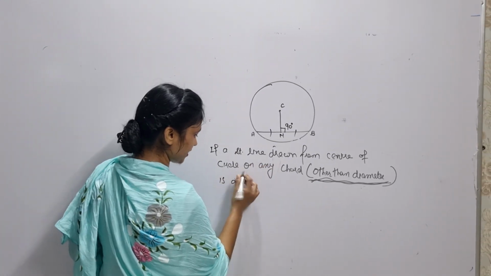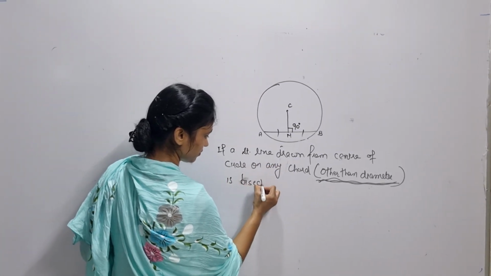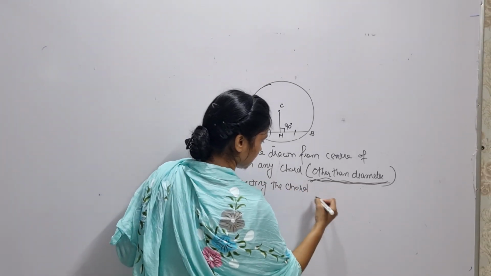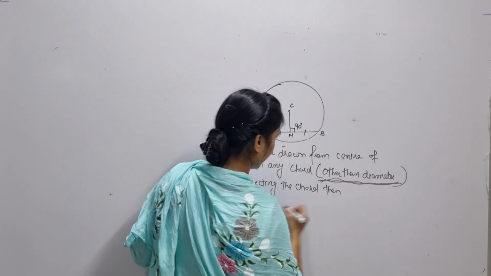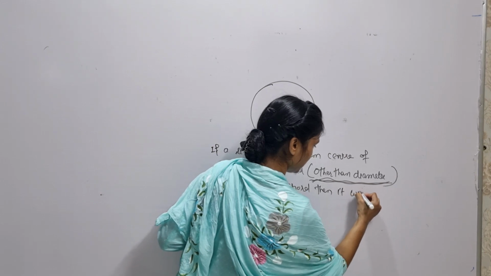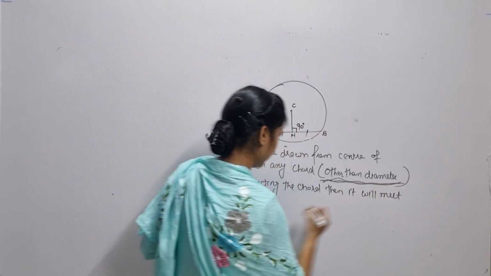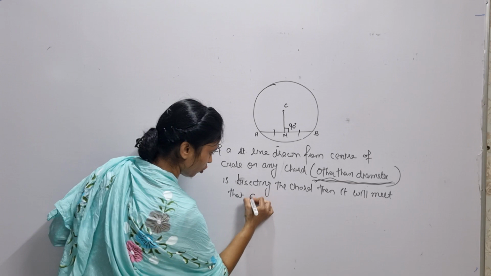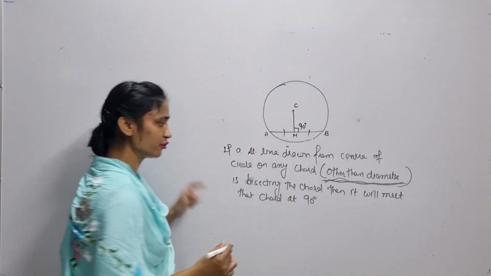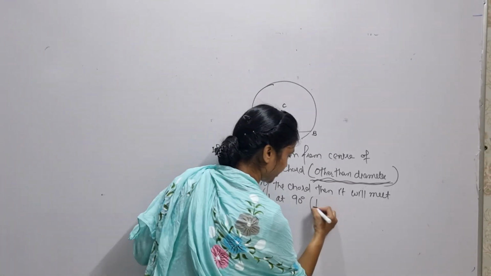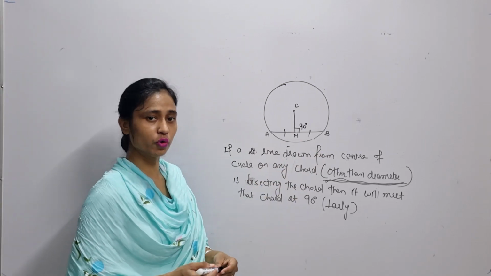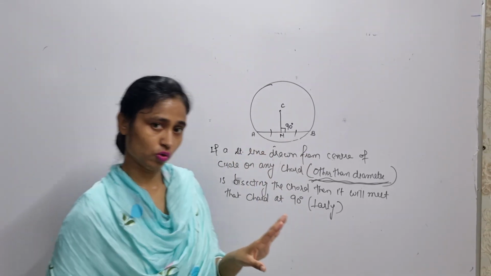is bisecting the chord, then this will imply that it will meet that chord at 90 degree. You can say it will meet the chord perpendicularly. Okay, it will meet the chord perpendicularly or it will make an angle of 90 degree on the chord.